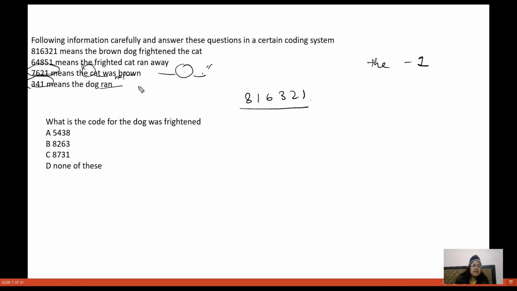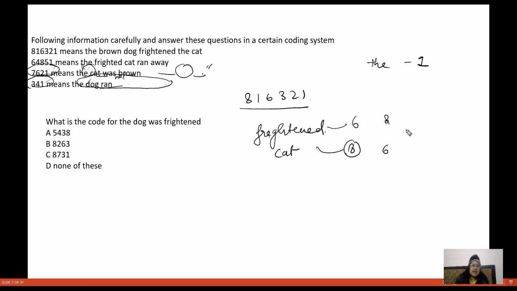64851 means the frightened cat ran away. Fine. Now see, in these two, what is common? The, we already know, that is 1, will cancel that. Now frightened is common. Cat is common. And which two numbers are common? 6 is common and 8 is common. So either frightened can be 6 or cat can be 6, or this can be 8 or this can be 6. Anything is possible.